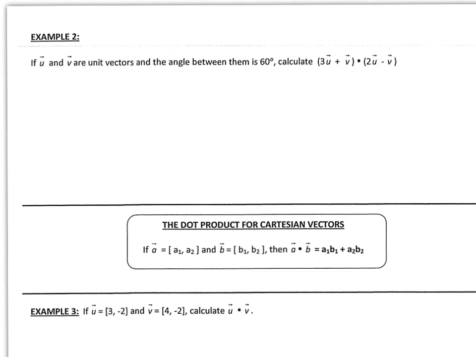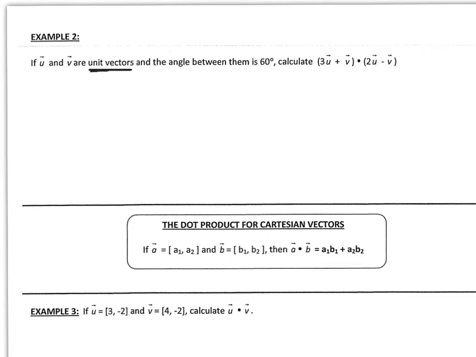Okay, so now we'll look at how to work with these a bit algebraically, with 3u plus v dotted with the dot product of 2u minus v. And again, when you're done this, you should end up with a scalar for the whole thing, okay? So let's take a look at, first of all, you've got u and v, and these are unit vectors.